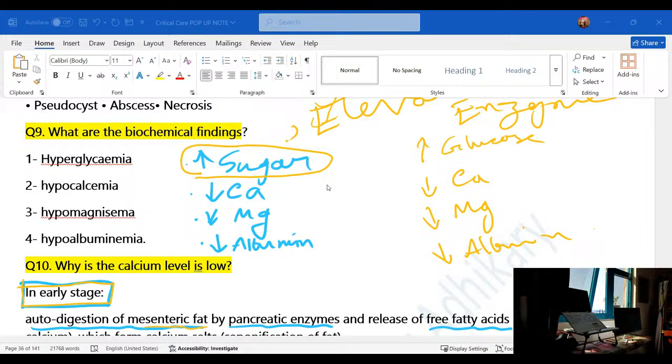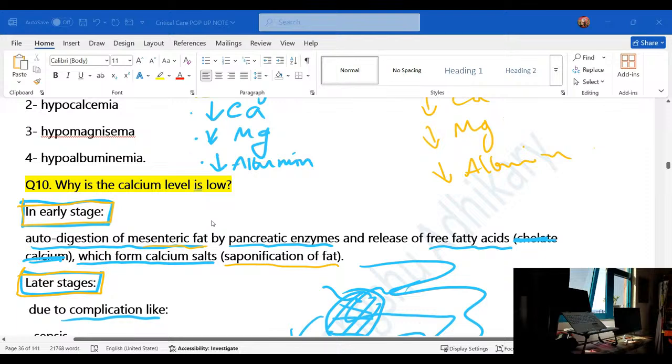Only sugar will increase and everything else will decrease. In pancreatitis, sugar increases and everything else decreases, because insulin does not work. So sugar will increase, other things will reduce: hyperglycemia, hypocalcemia, hypomagnesemia, hypoalbuminemia. Why is the calcium low in early stage and late stage?